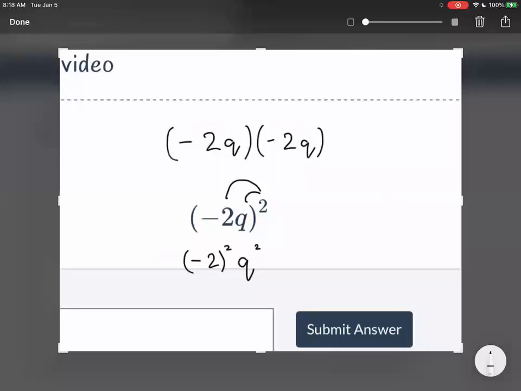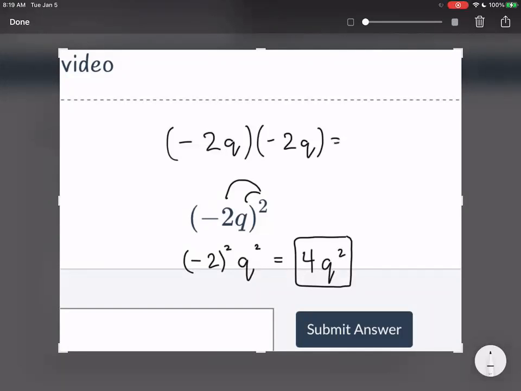Let's do the bottom one first because we just wrote it first. So -2 squared is really -2 times -2. That's going to give us a +4. Remember that when you have a negative times a negative, it becomes a positive. So -2 squared is +4. And then q squared is just q squared, so I'm just going to write q squared. So here's one way to do it. You get 4q squared.